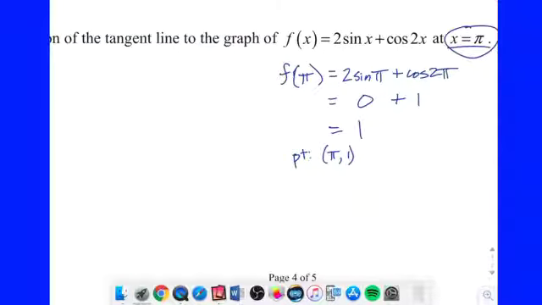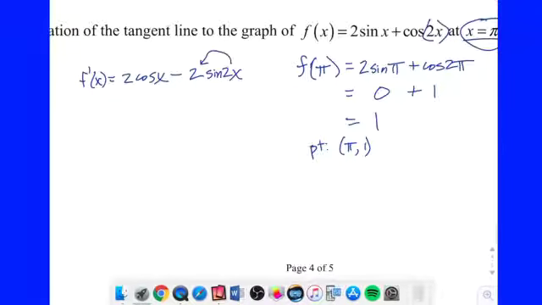Now we need the slope at that point, which is the derivative. So before I can find f prime of pi, I need to find f prime of x. And that's going to be 2 cosine of x. And then that second term is a little chain rule. So it's going to be minus sine of 2x times the chain rule, an additional 2, which I went ahead and wrote in the front. All right, now I can plug in my pi.